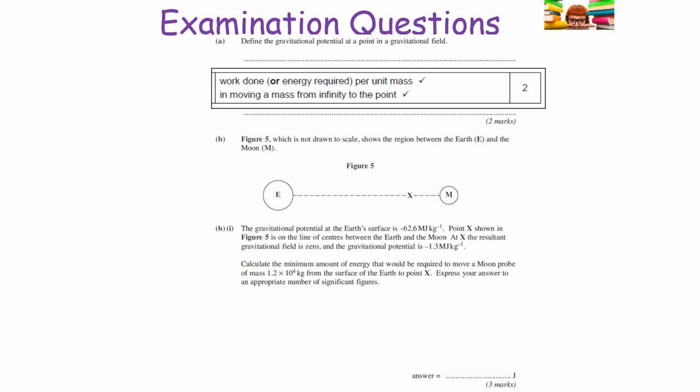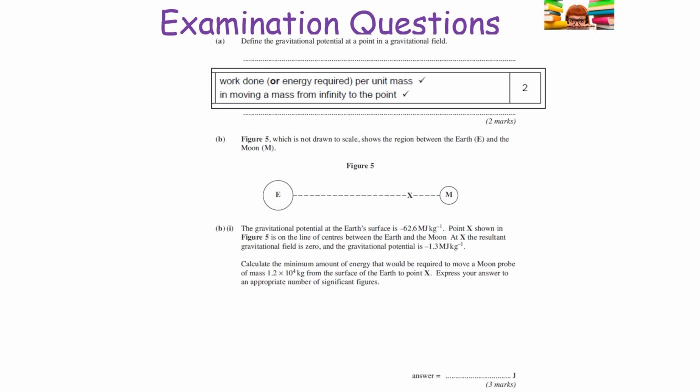Now remember, just the energy per unit mass is the absolute gravitational potential, but the gravitational potential is always defined as the energy per mass, or the work done per mass, in moving from infinity, which is going to be where the value is 0, into the gravitational field. Now in this next question, what can you surmise and work out? Well, you know firstly that the gravitational potential at X is minus 1.3. Now you'll notice that at the surface it's minus 62.6.